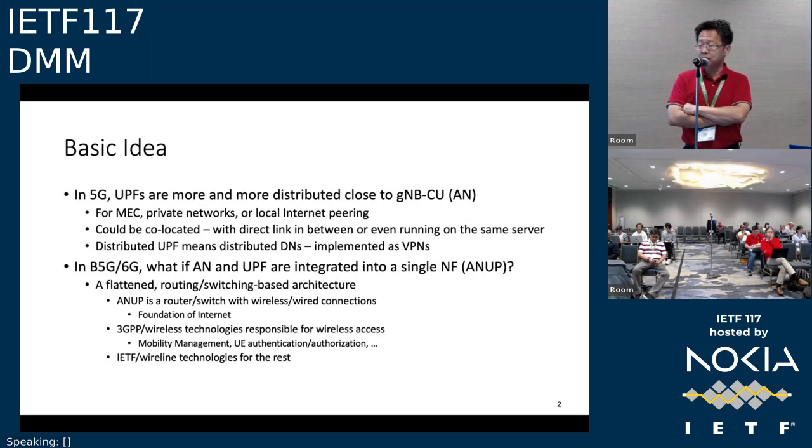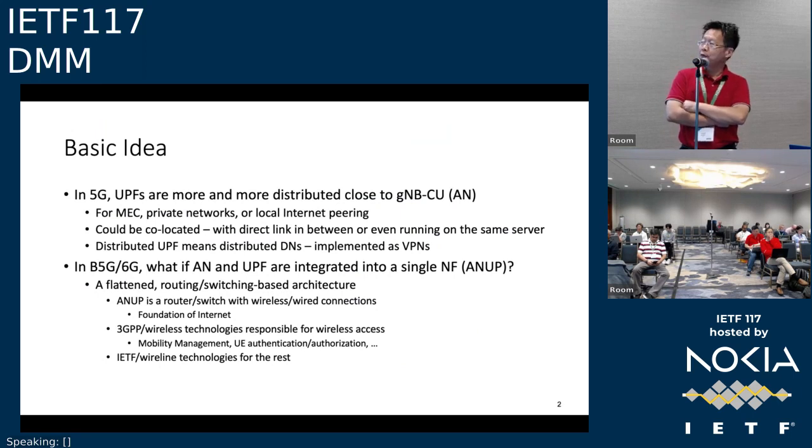This slide just gives you the basic idea. The same thing has been presented quite a few times. I think this is the fourth presentation since last July. The fundamental idea is, for 5G, the UPFs are more and more distributed close to the gNB, the access network side. So what can we do? Can we do something to handle this type of situation?